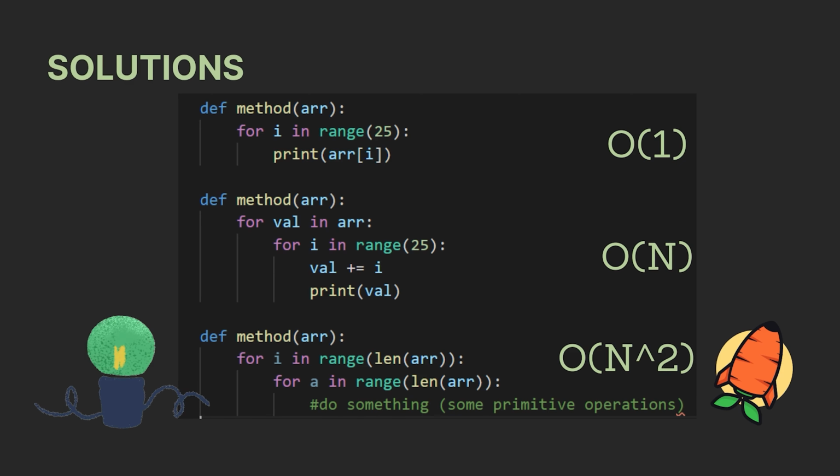Here are the solutions. For the first method, we're given an array. We have a for loop that performs 25 iterations. Regardless of the size of the array, the for loop will always iterate only 25 times. For this reason, this is a constant time algorithm, or O of 1.